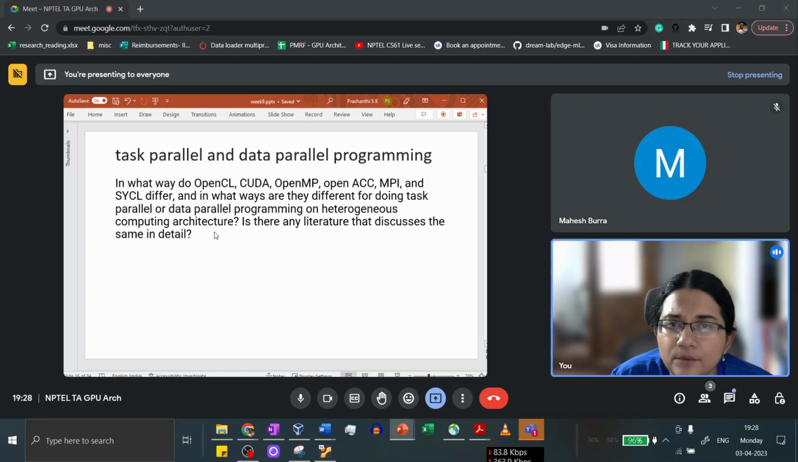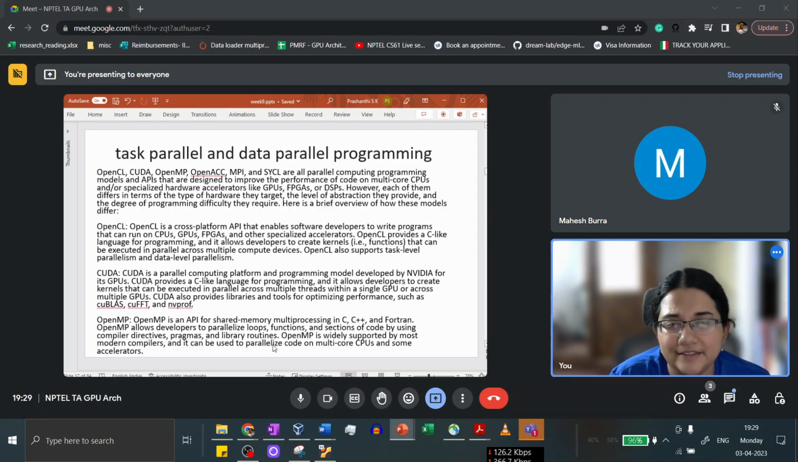In what way do OpenCL, CUDA, OpenMP, OpenACC, MPI and SYCL differ? And in what ways are they different for doing task parallel or data parallel programming on heterogeneous computing? Is there any literature that discusses the same in detail? So the answer here is just a 2-line definition of each, right? You'll have to look at them a little more in detail if you want to understand them. But this is to give you a high level overview or a starting point.